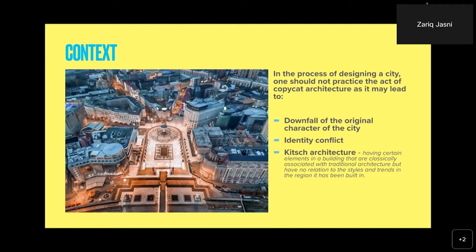To explain a little bit more on kitsch architecture, essentially it is defined as having certain elements in a building that are classically associated with traditional architecture, but have no relation to the styles and trends in the region it has been built in. The picture that I have included in this slide shows the Macedonia Square in Skopje, North Macedonia.